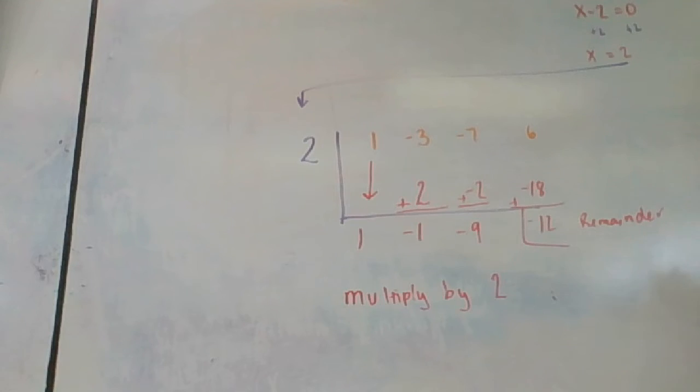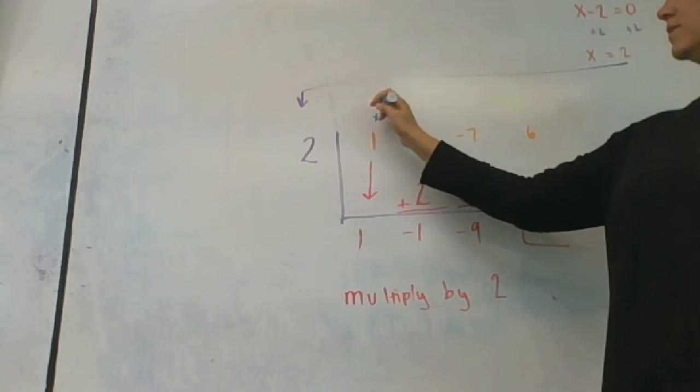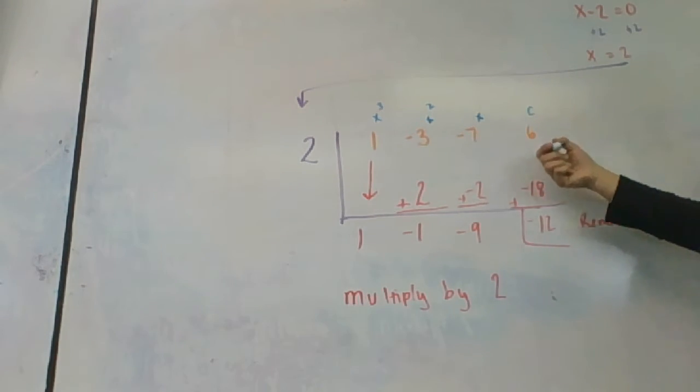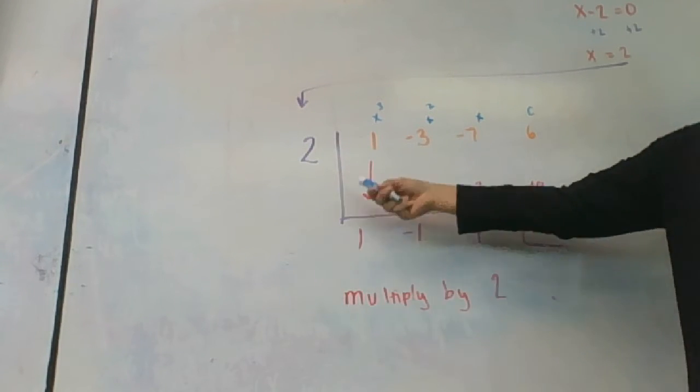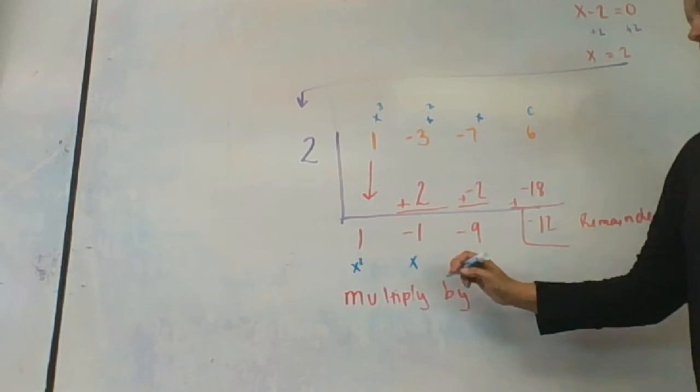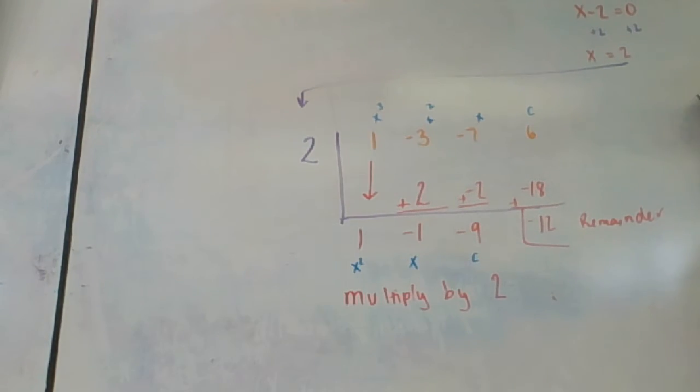Here's the answer. So this was 1x to the third, -3x squared, -7x, and that's called a constant. So down here, the quotient is 1 degree lower. So this is 1x squared minus 1x, and -9 is the constant. So it's x squared minus x minus 9 plus -12 over x minus 2. That's a lot of work, but it's so much quicker than long division. So much quicker. Like I wrote so many extra things here, really.